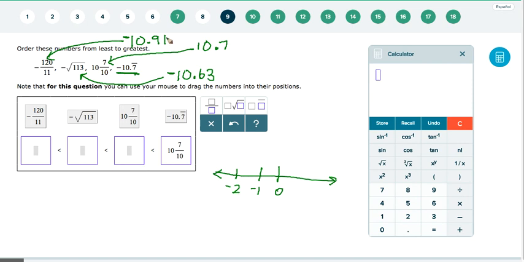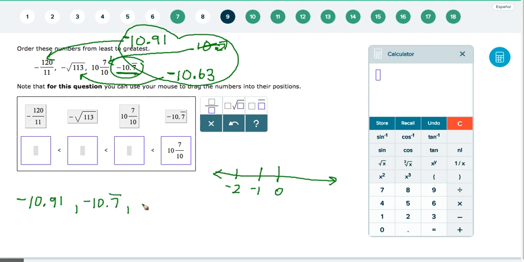So when I'm comparing my numbers up here, if I were to write them in order, negative 10.9, 0.9 is further from 0 than 0.7. Oops. It's actually not this one. It's this one. So 0.9 is further away than 0.7. So if I were writing these on a number line, negative 10.91 would be the furthest away. Negative 10.7 would be the next. And negative 10.63 would be the next. Because remember, the larger the digits, the smaller the number.